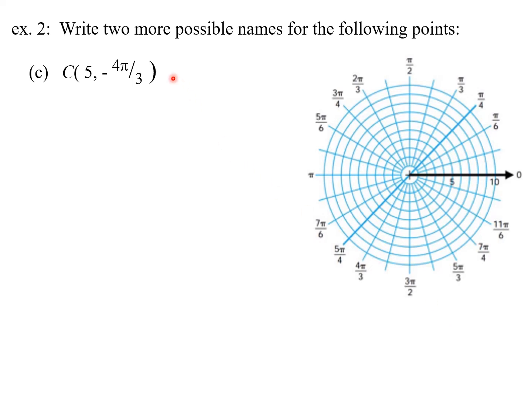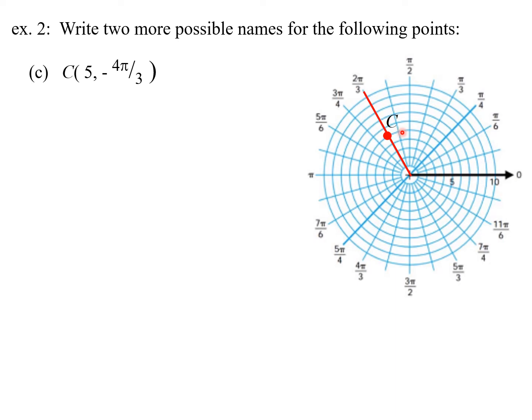All right, let's do this point. 5, negative 4 pi over 3. Now to plot this point, we're going to go to negative 4 pi over 3. So we're going to go to pi and then another third of a pi, which is going to get us right there. And then a radius of 5 will get us right there.